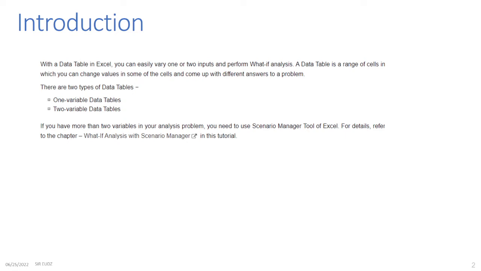A data table is a range of cells in which you can change values in some of the cells and come up with a different answer to a problem. There are two types of data tables, one variable data tables and two variable data tables. If you have more than two variables in your analysis problem, you need to use the Scenario Manager tool of Excel. For details, we will be discussing that in the next video tutorial.